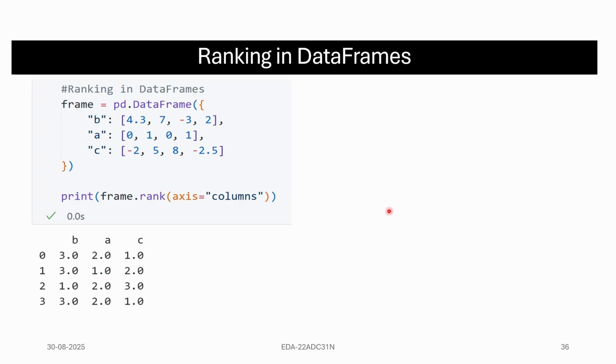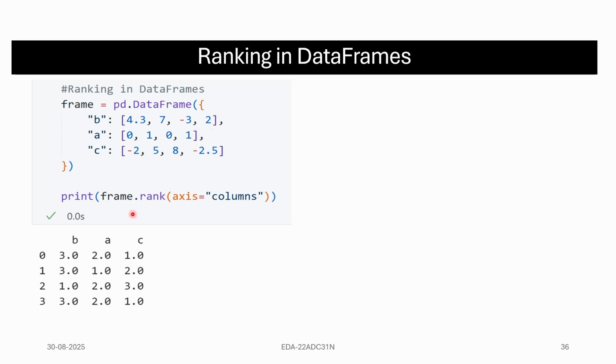Now let us look at ranking in data frames. For that we are creating a data frame. Here the columns are B, A and C. We didn't mention any index, so it is going to consider the default index 0, 1, 2, 3.